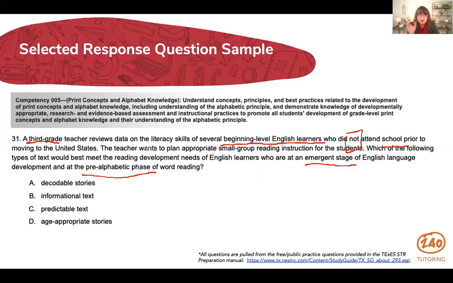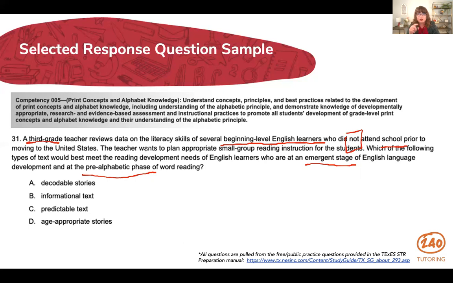And let's reread that question. Which of the following types of text would best meet the reading development needs of English language learners who are at the emergent stage of English language development and the pre-alphabetic phase of word reading? So we have A, decodable stories, B, informational text, C, predictable text, and D, age-appropriate stories. All right.